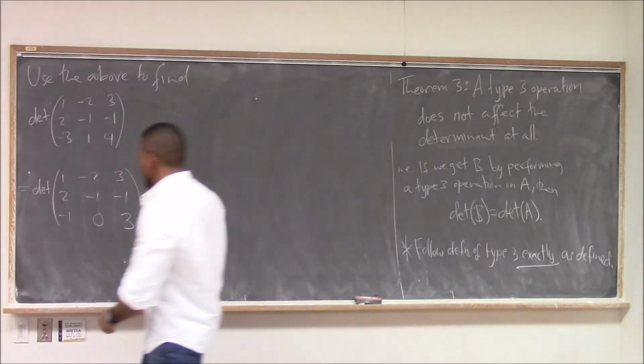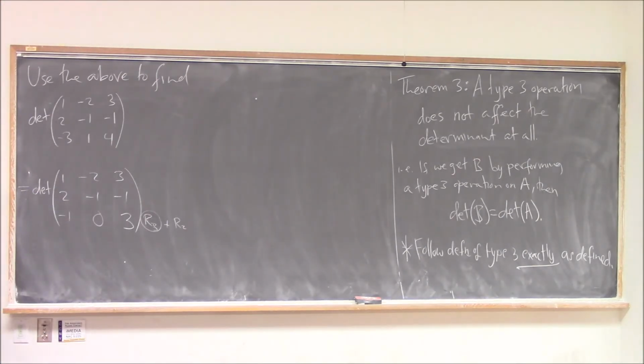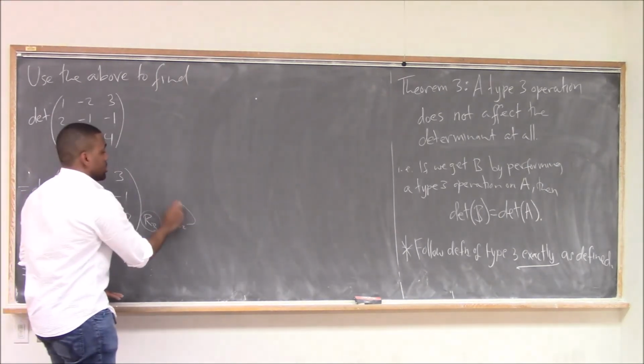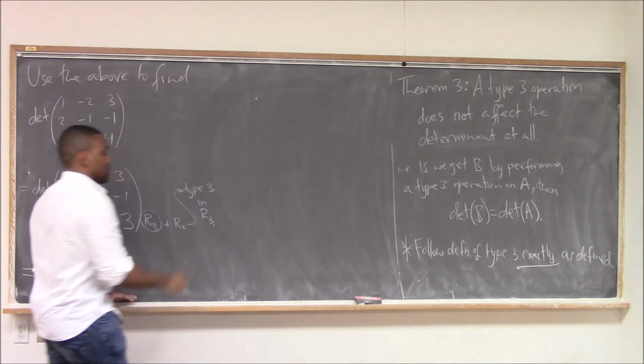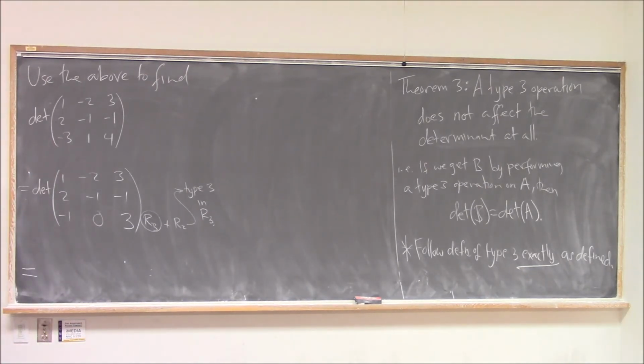Let's actually do it again. That is also equal to, so notice here, this is a type 3 I just did. So I just created a 0. Let's see if I can create another 0. Where else would be a nice 0 to create? You want to create a 0 in row 1? We're using row operations, so we need to do rows.